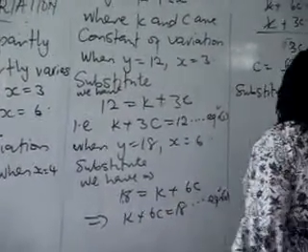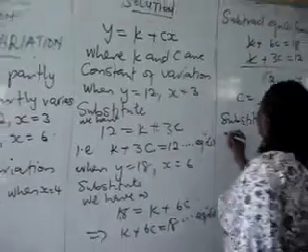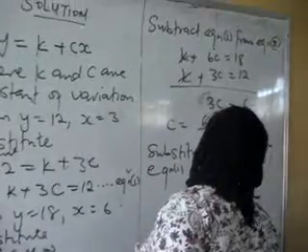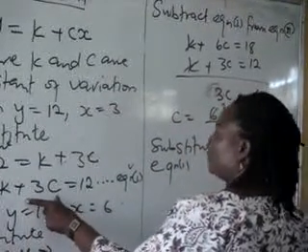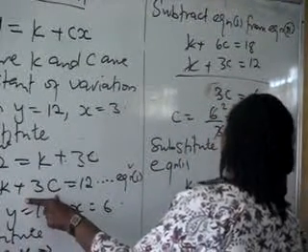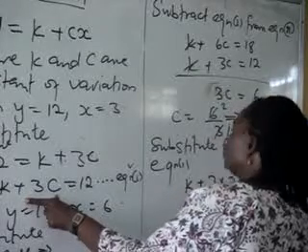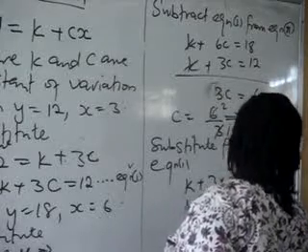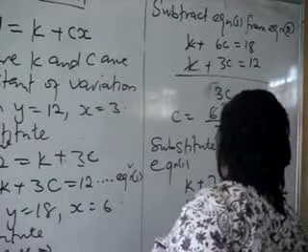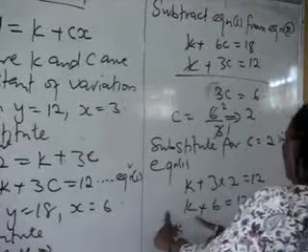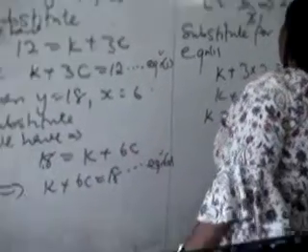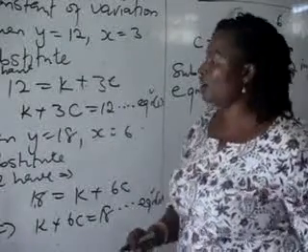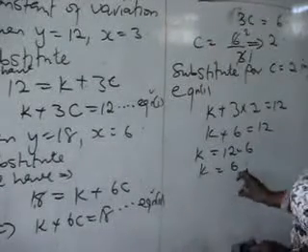So substituting for c equals 2 in equation 1. Now where is our equation 1? This is our equation 1. That is k plus 3 times 2 equals 12. This is going to give us k plus 6 equals 12. And making k the subject of the formula, you have k equals 12 minus 6. k now equals 6.